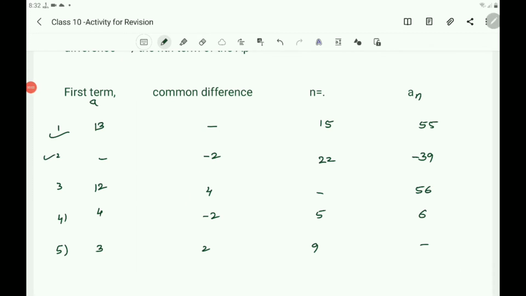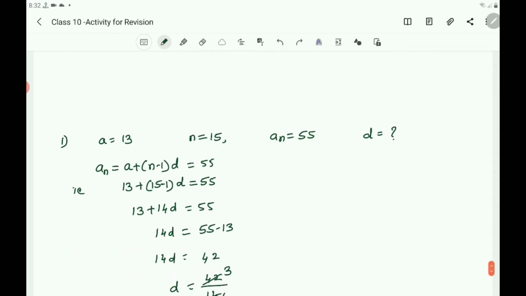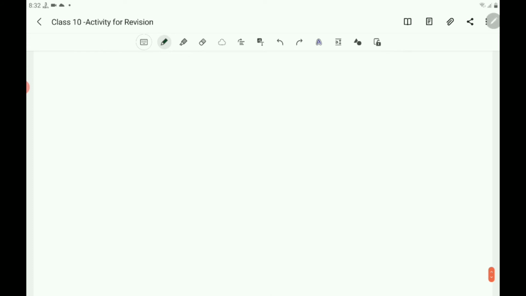Then the second one. Here the first term is not given. Common difference is given, that is minus 2. And n, the number of terms is given, that is 22. And an is given, that is minus 39. Then you note down what are given. In the second one, d is given, note down, that is minus 2. And n is given, n is 22. And an is minus 39. What you have to find out? We have to find out a. You have to fill the column of first term. So you write a equals question mark.